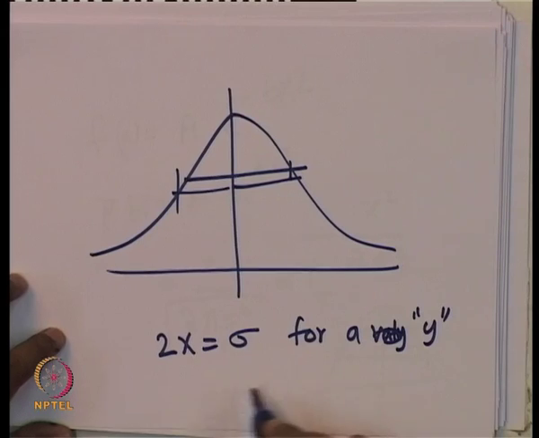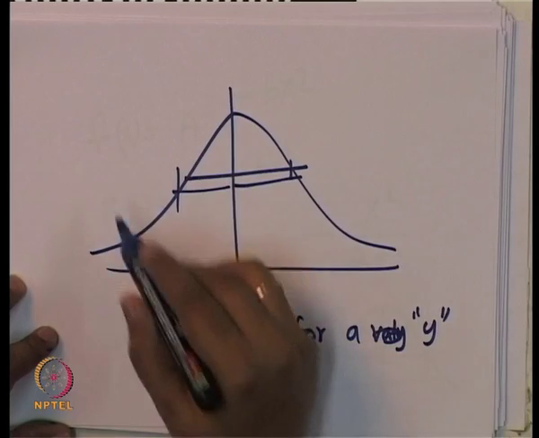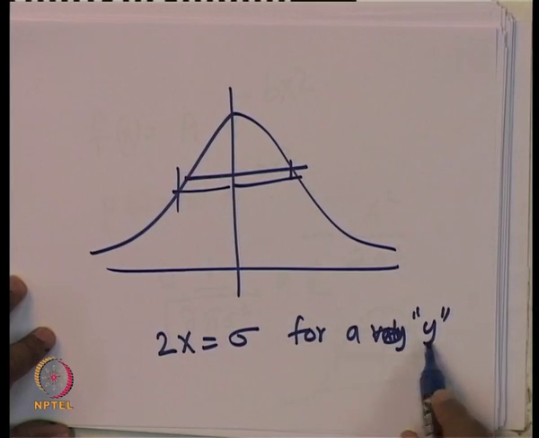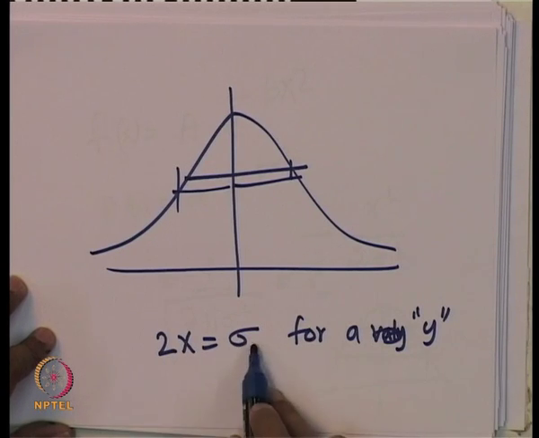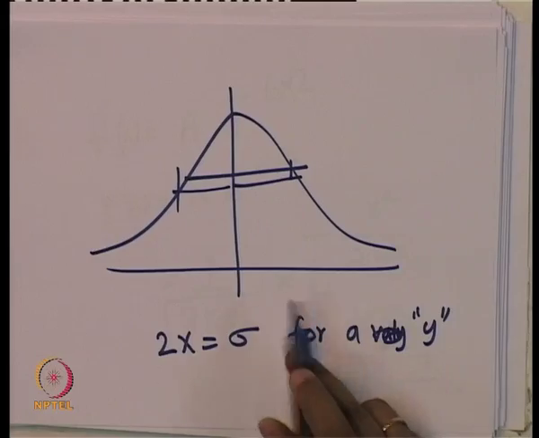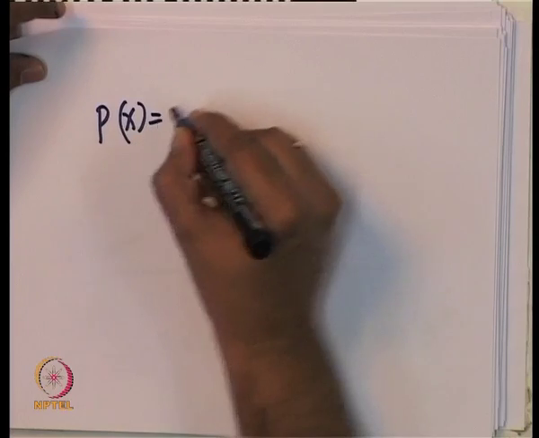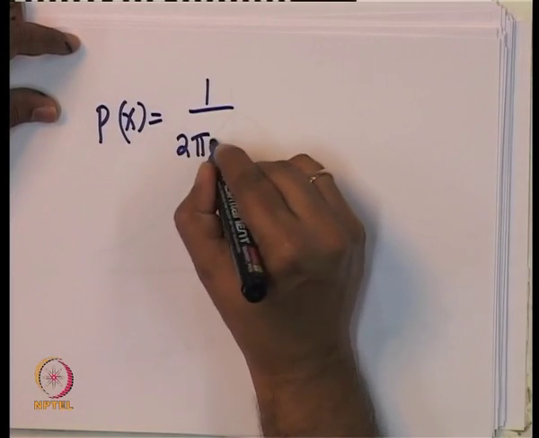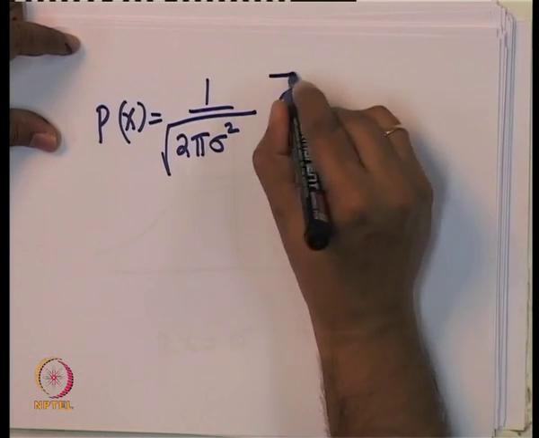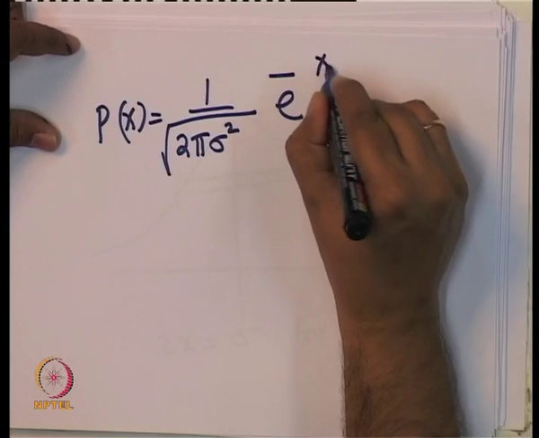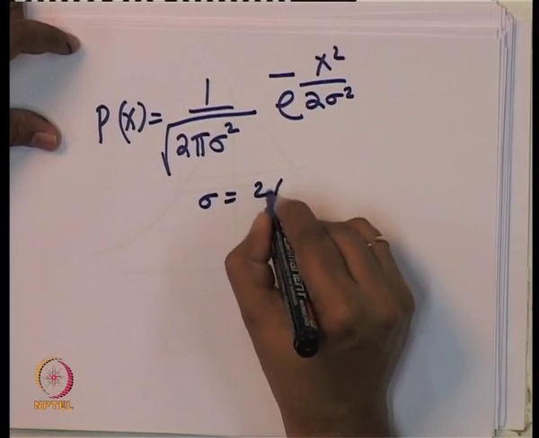So, given a y, there is a particular value of y for which 2x is sigma. What is the value of y for which 2x is sigma? Let us first put sigma equal to 2x and then calculate. We have p of x is 1 over 2 pi sigma square root e power minus x square by 2 sigma square, and substitute sigma is equal to 2x.